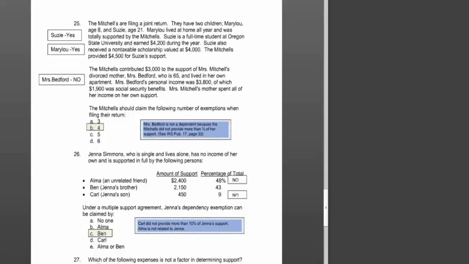We are told the Mitchells contributed $3,000. Mrs. Bedford, the mother, contributed $3,800. So in this situation, Mrs. Bedford provided more support than the Mitchells contributed. So even though she meets the qualifying relative, a mother doesn't have to live with you, she provided more than 50% of the support. So the Mitchells, how many exemptions they're going to claim, one for each of the Mitchells, Mr. and Mrs. Mitchell, one for Mary Lou, and one for Susie. So the answer is B, 4.